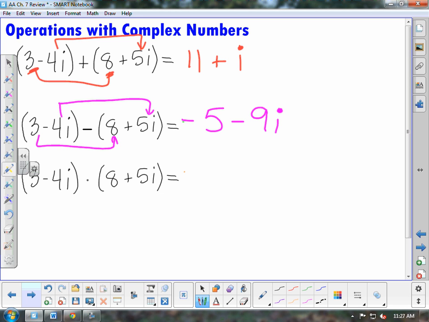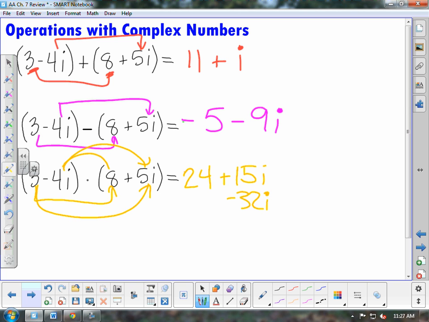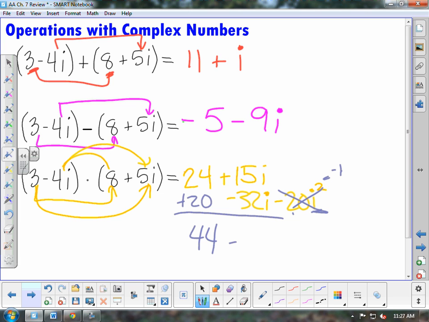Multiplying, then you have to distribute. 3 times 8 is 24. 3 times 5i is 15i. 4i times 8 is negative 32i. And negative 4i and positive 5i is negative 20i squared. And we know that i squared is the same as negative 1. So negative 1 times negative 20 is plus 20. And so now that turns into plus 20, and our final answer is 44 minus 17i.